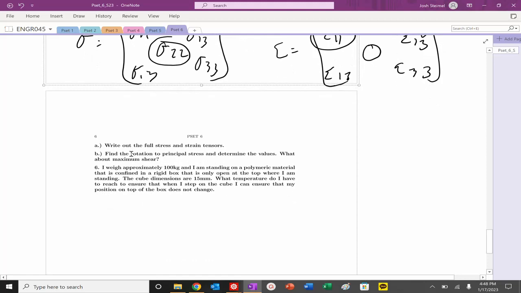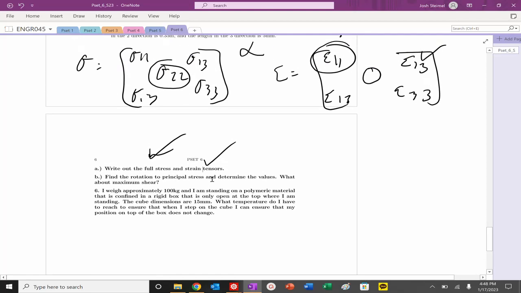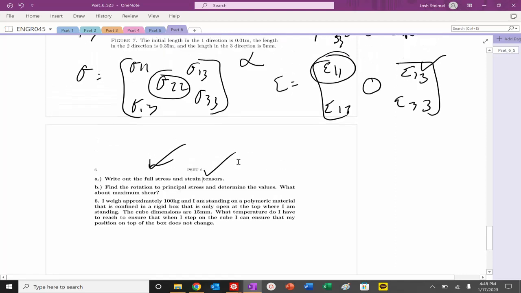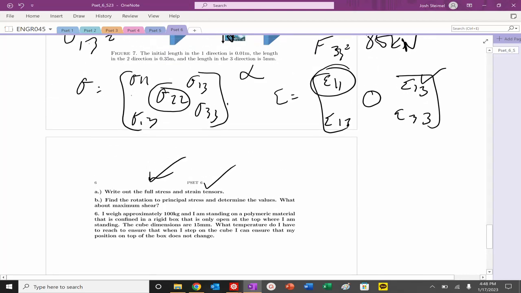So, full stress and strain tensors, got it. What is the rotation to principal stress? This is a trickier one. If I look at my stress tensor, if I look at this plane, the 1,2 plane, I'm in principal stress.